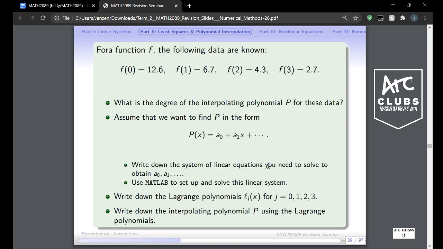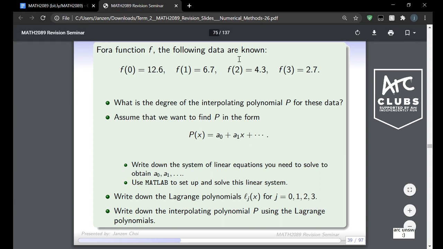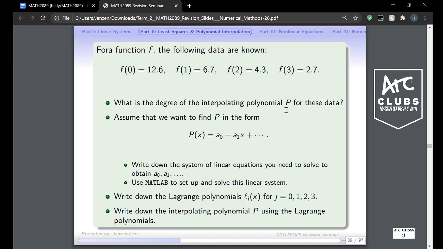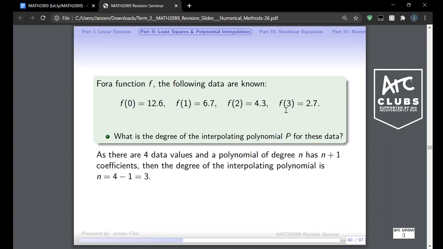Alright, okay, so here's a question. For a function f, the following data are known. What is the degree of the interpolating polynomial p for these data? Right, so this is the first question. Since there are 4 data points, the degree of the polynomial would be n minus 1, so 3.